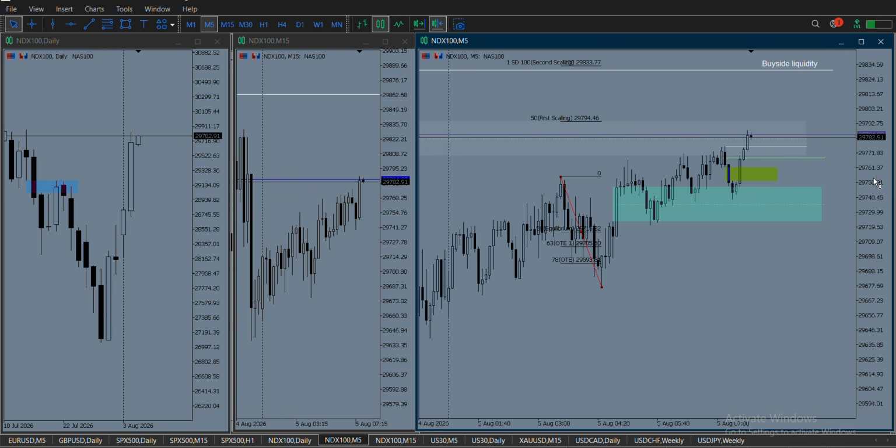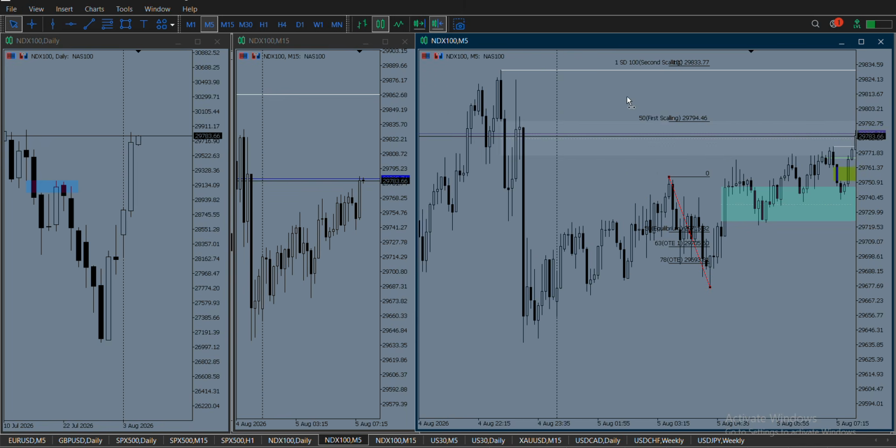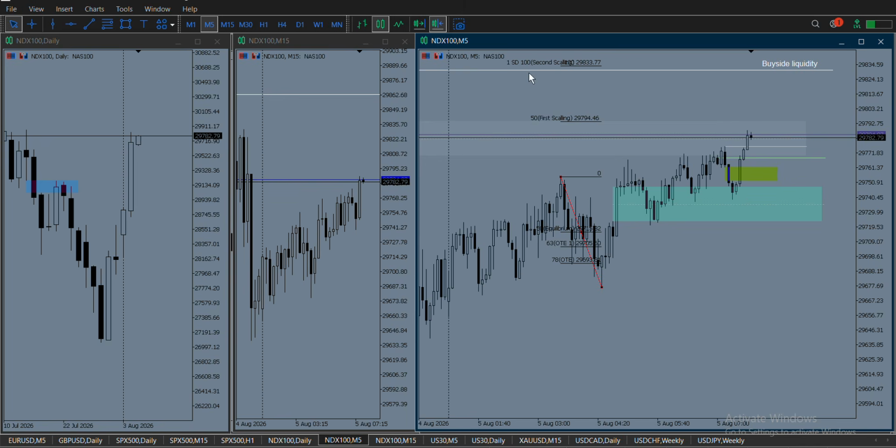So that is something like an implied dealing range where we can expect price to run into. And that 794 level, we can run into that, and then eventually run into that one standard deviation, that is 9,833.77, and it's interesting that that is above yesterday's high. That's above this buy side liquidity pool here.